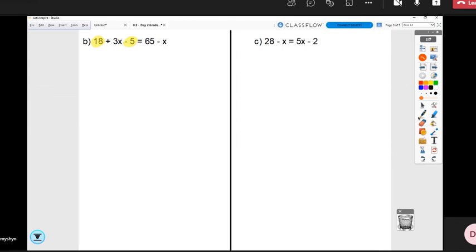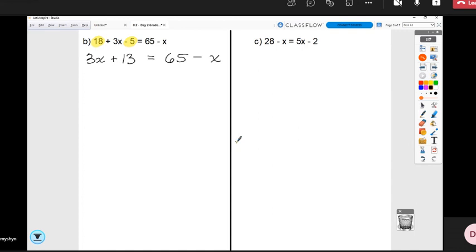So we're just left with the 3x still here. Can you read my writing? It's legible? Okay. 3x, and 18 minus 5 would just be positive 13. So I'm going to write plus 13. And on the right side, we still have that 65 minus x.